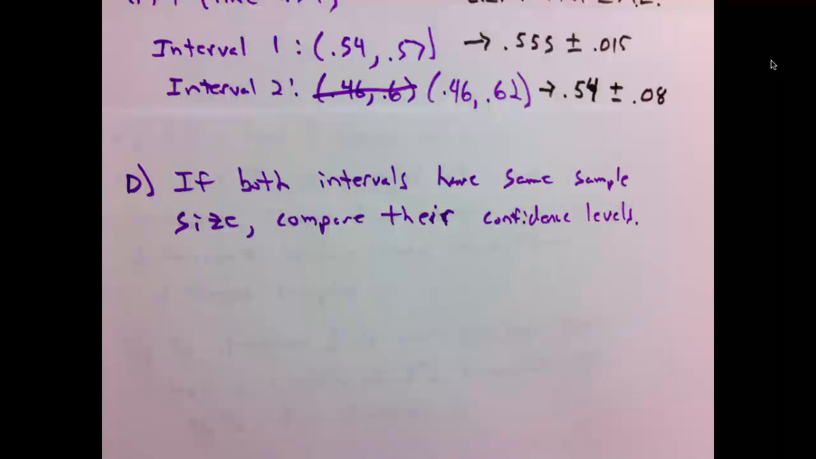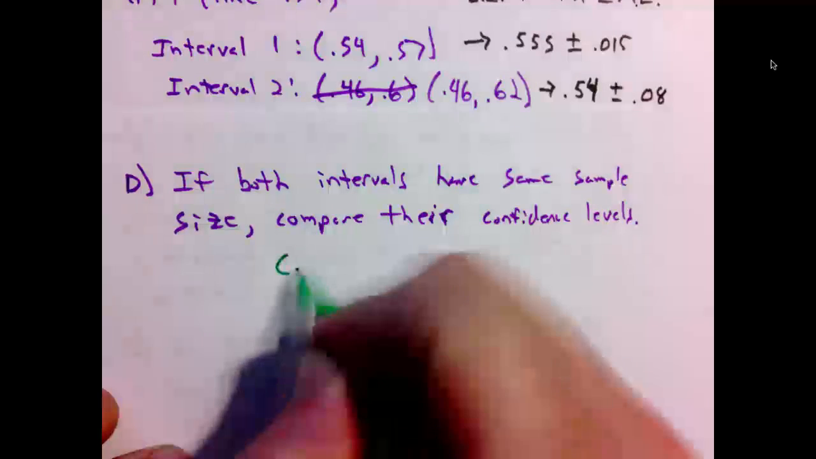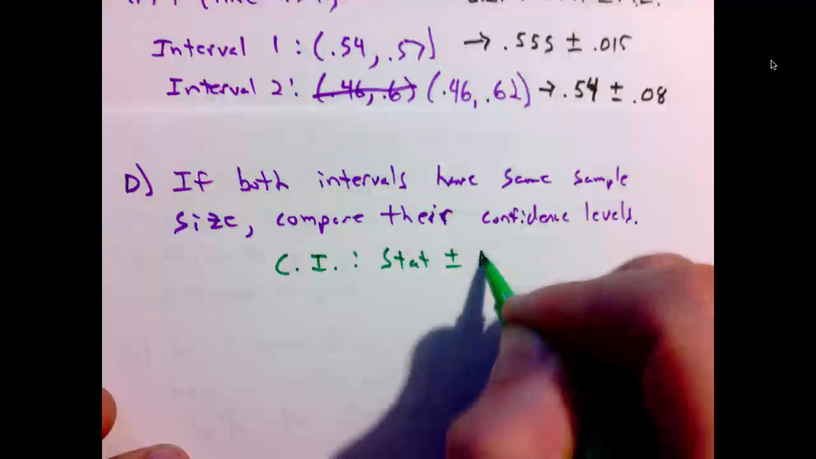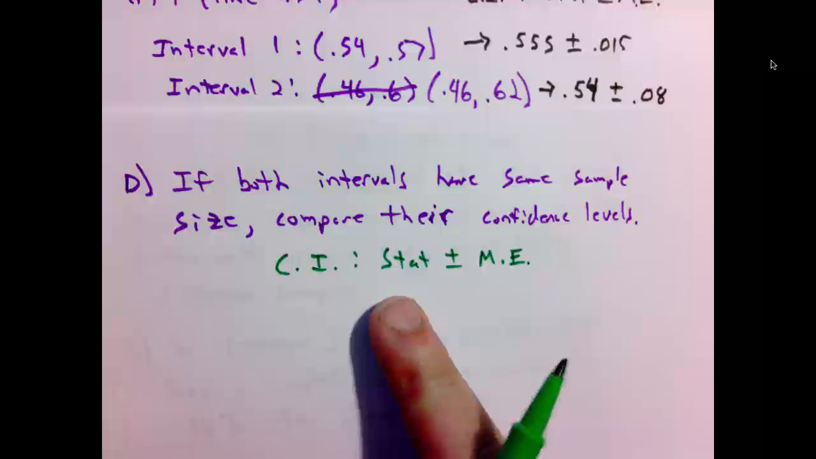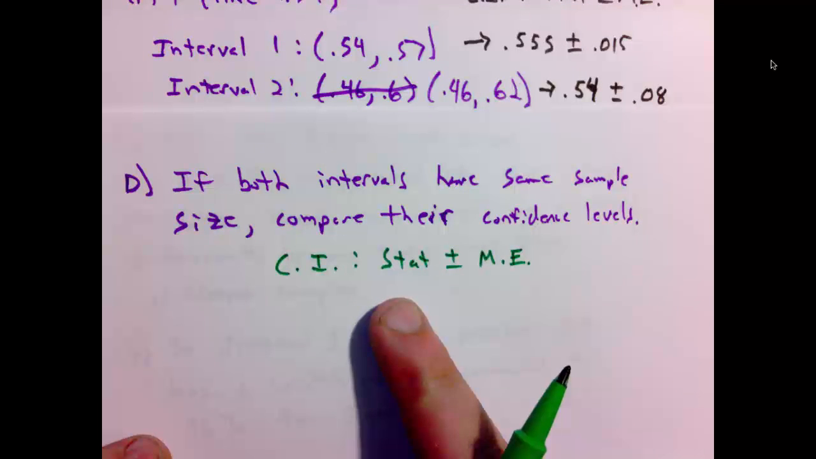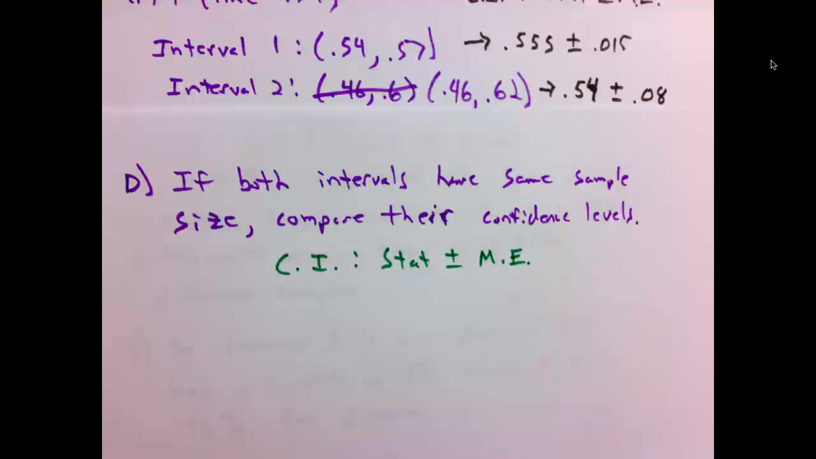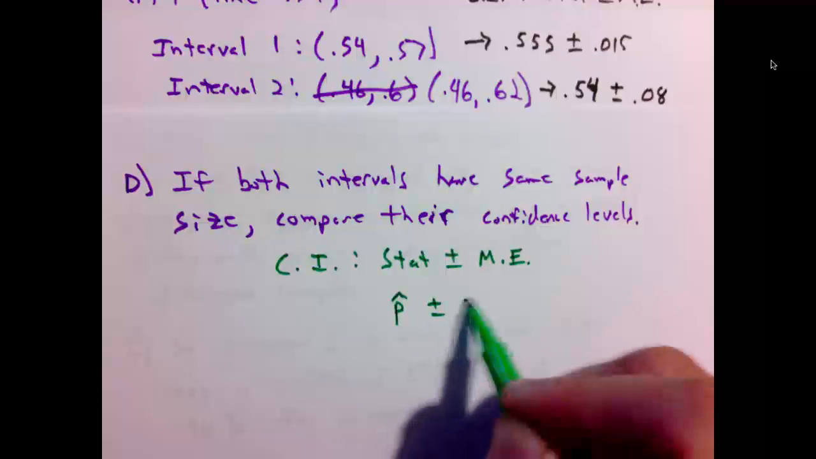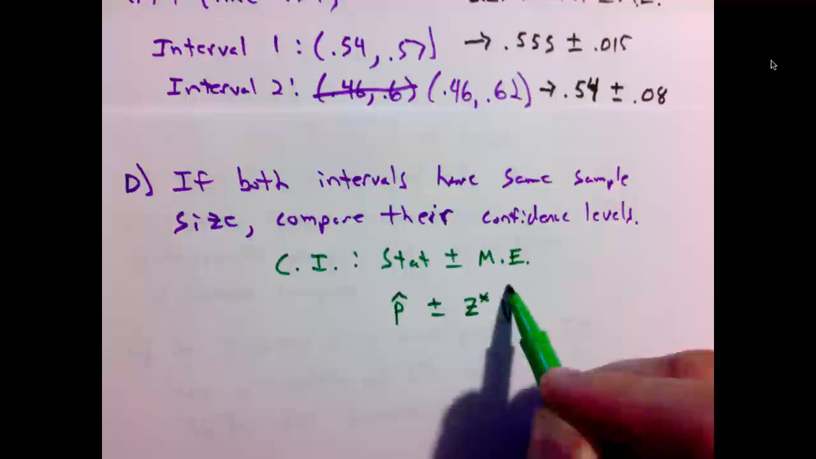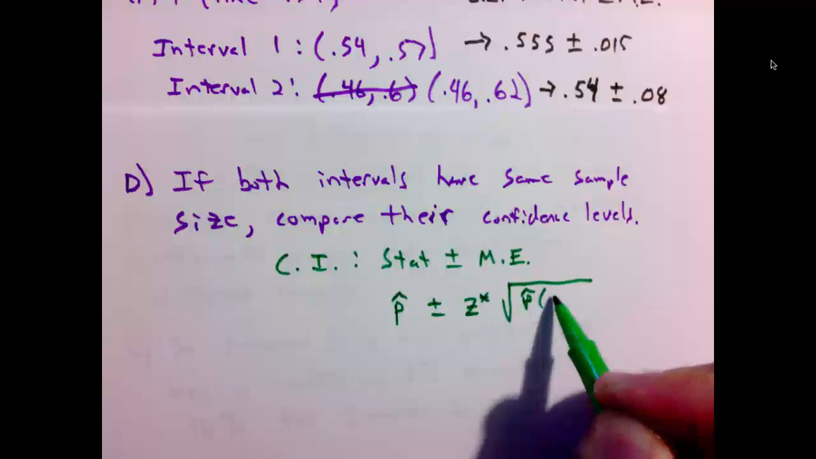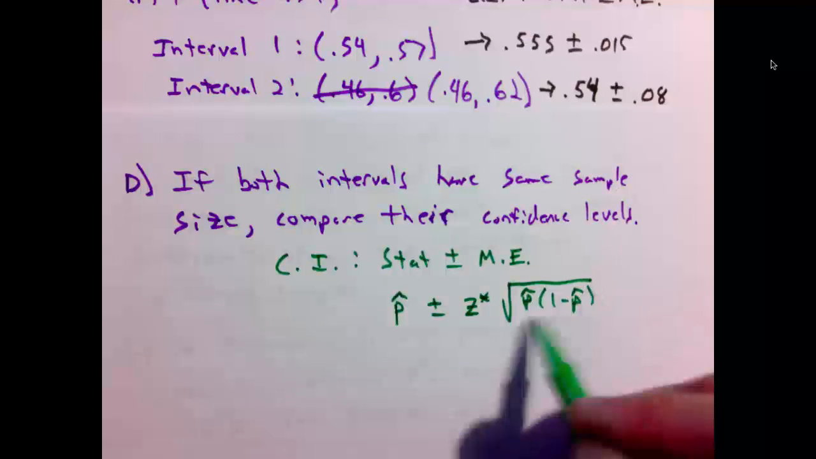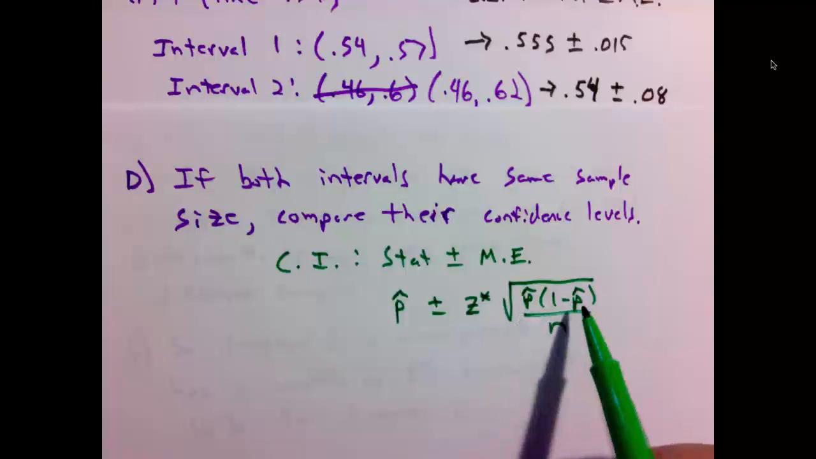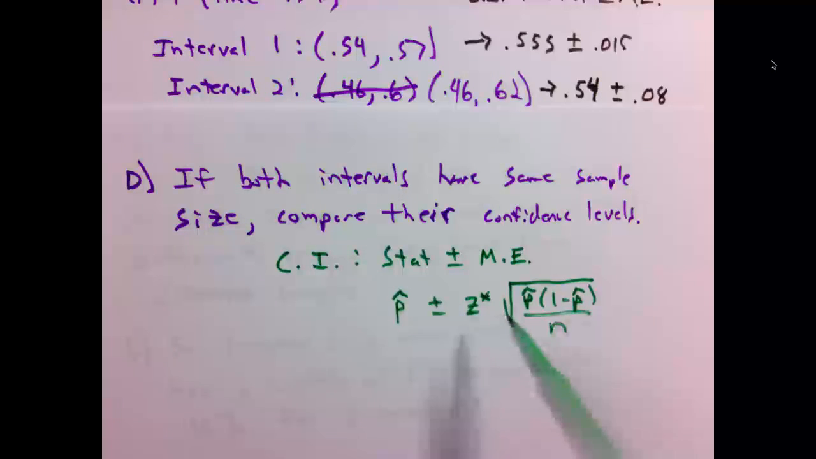Alright, back to the formula. The confidence interval is the stat plus or minus the margin of error, our best guess using our sample data plus or minus some margin of error. So we have again p hat plus or minus z star times the square root of p hat (1 minus p hat) divided by n. Well, this time they're telling us n is the same. If n is the same and p hat is virtually the same, then this z star must be substantially different.